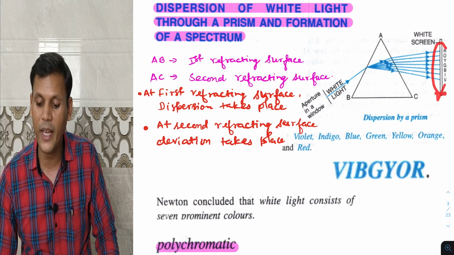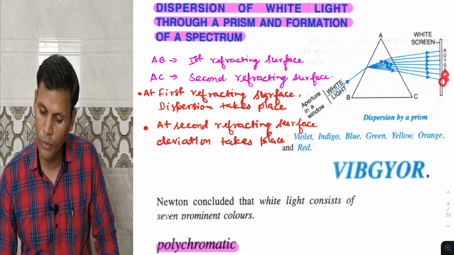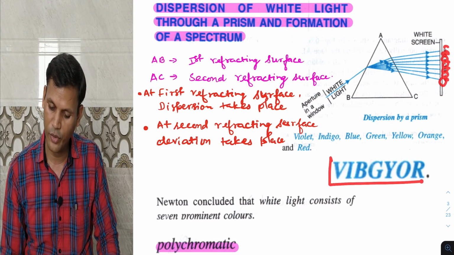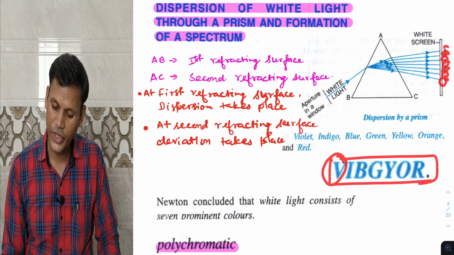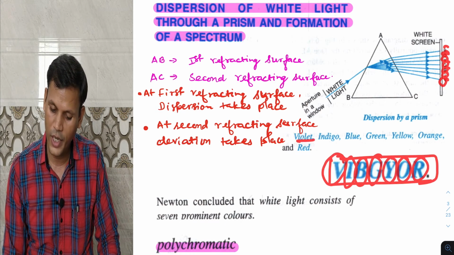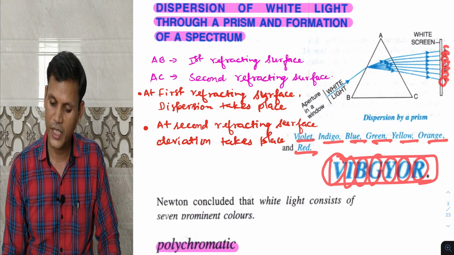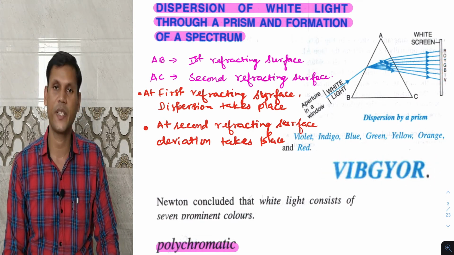तो स्पेक्ट्रम में क्या आता है? VIBGYOR, from downside I will say. Violet, V for violet, indigo, blue, green, yellow, orange and red. That I have written over here. VIBGYOR: violet, indigo, blue, green, yellow, orange, red. This is the dispersion by a prism.